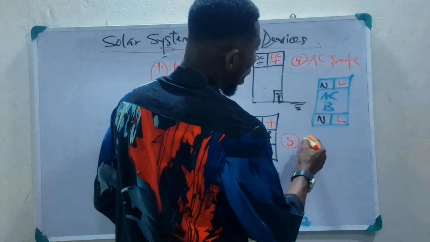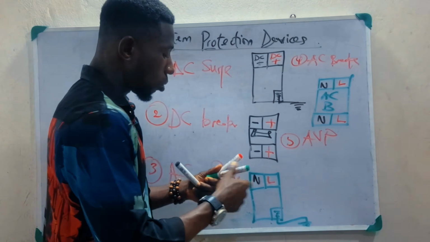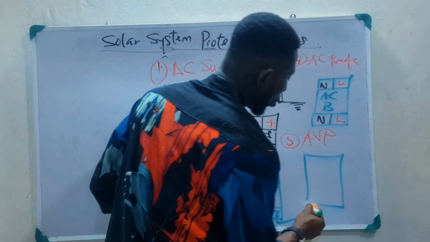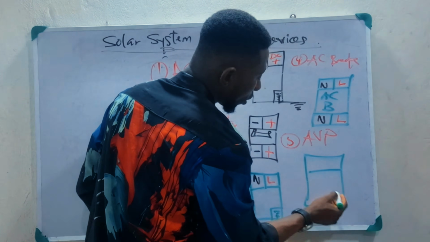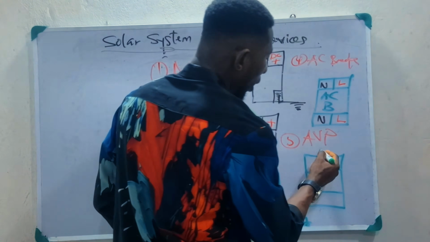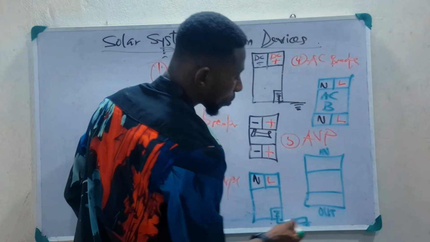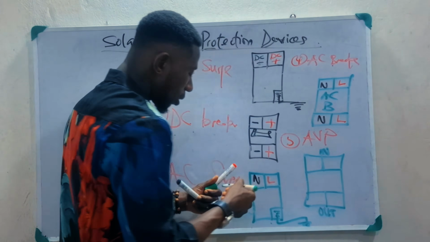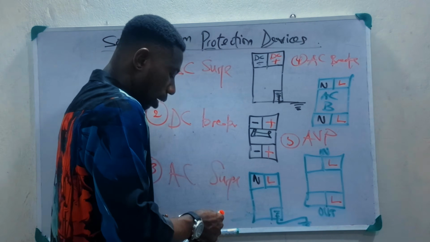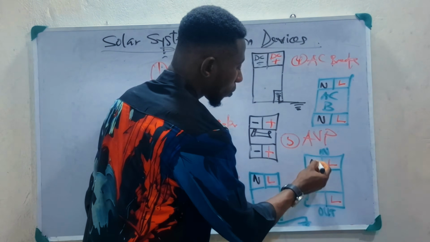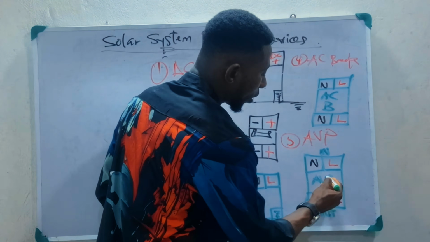Number 5, we have what? We have the AVP, which is automatic voltage protector, and it is like this. It's just like the AC breaker. We have it like this, and at the top here you will see where they write in. At the down you will see where they write out. Right? So we still have them. It is an AC protection device that deals with the live, and this one is neutral. So this is actually our AVP, automatic voltage protector.